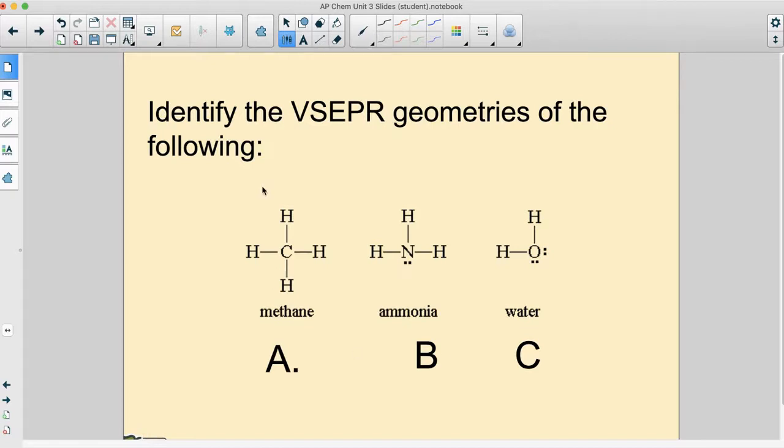VSEPR geometries. So back from Unit 2, we still need stuff from Unit 2 for Unit 3. Chemistry builds on itself. So methane is tetrahedral, 4 electron domains. Ammonia has 4 electron domains, but one of them is a lone pair, so it is trigonal pyramidal. And water, again, 4 electron domains, but 2 are lone pairs, so water is bent.